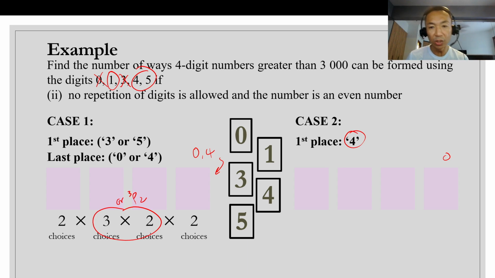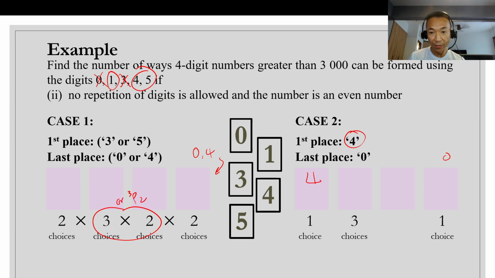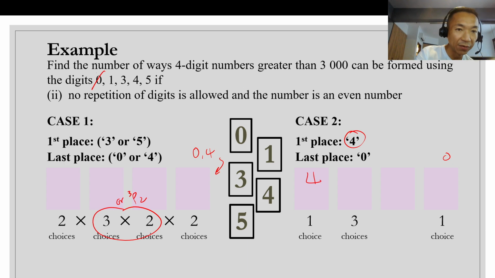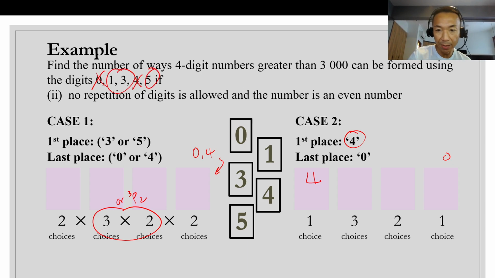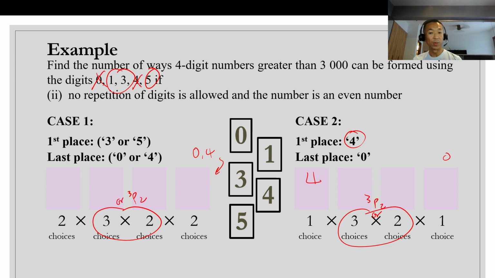What about case 2? Case 2, now your first place is a 4. There's no question, so there is only one way. And then the last place must be a 0. There's also one choice. In between, you are left with 3 times 2, because you have 0 and 4 out. Again, same thing. It could be 3P2 as well.